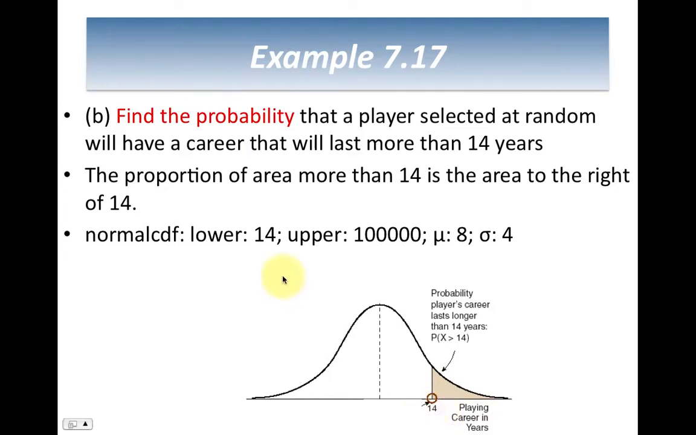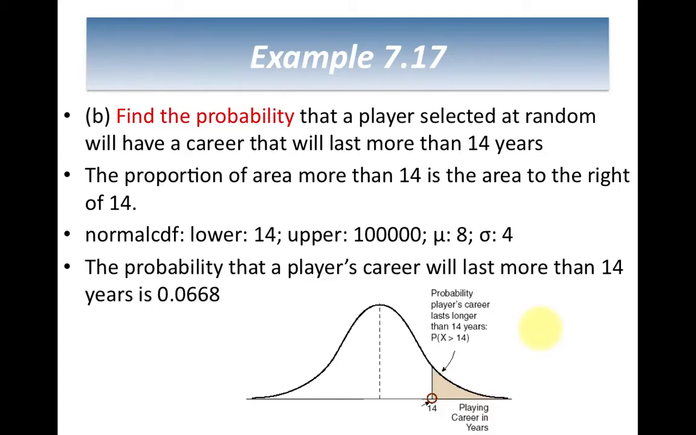When we do this on our calculator, remember that if we need to find area that goes to positive infinity, the lower score is the score on the left, 14. The upper score is positive infinity, the score on the right. The mean is 8, the standard deviation is 4. And when you enter those values into your calculator, you could try it and round to 4 places, and you should get 0.0668, which means that the probability that a player's career will last more than 14 years is 0.0668, or 6.68%.